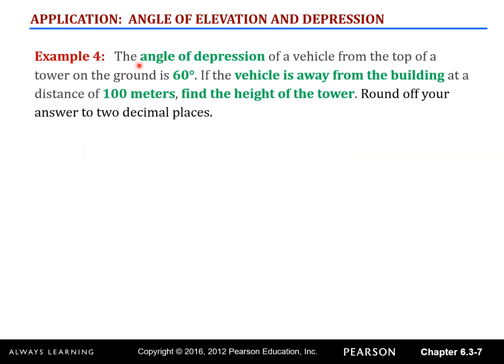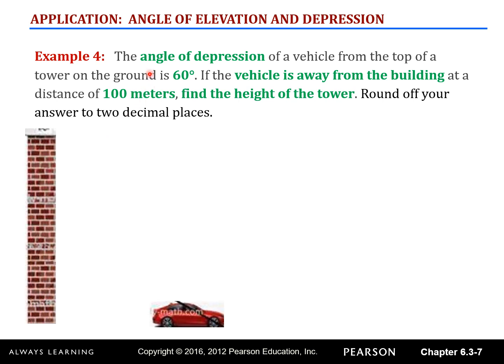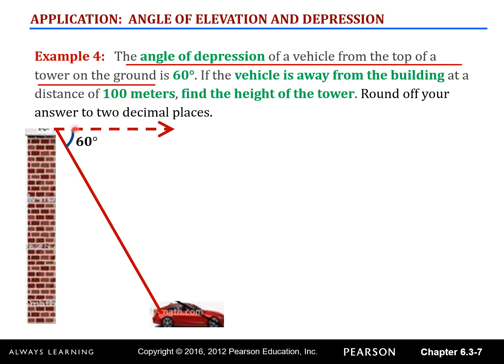For another example, the angle of depression of a vehicle from the top of a tower on the ground is 60 degrees. If the vehicle is away from the building at a distance of 100 meters, find the height of the tower. Round off the answer to two decimal places. So here, let us draw a tower and a vehicle. It says that the angle of depression of the vehicle, so the observer is on top, is 60 degrees. The angle of depression is the acute angle formed by the horizontal line and the line of sight of the observer. So this is the angle of depression.